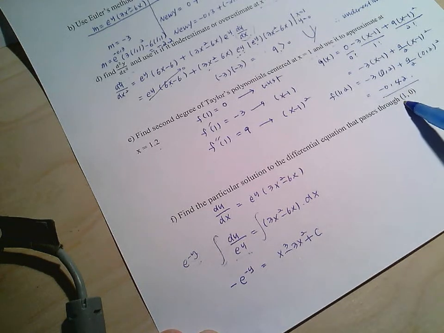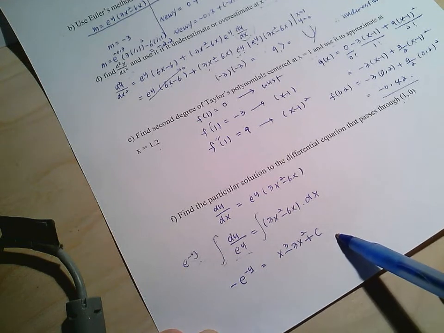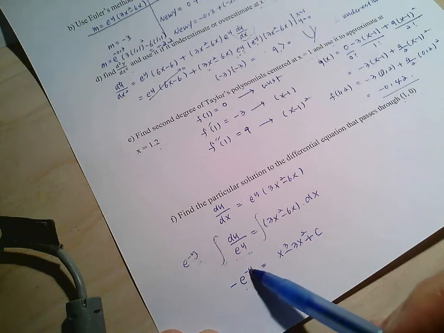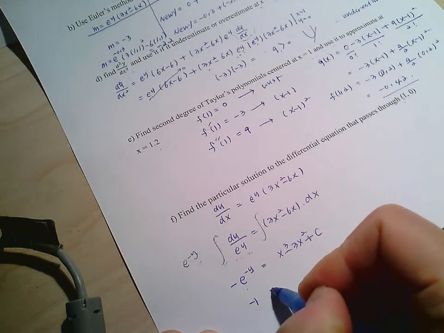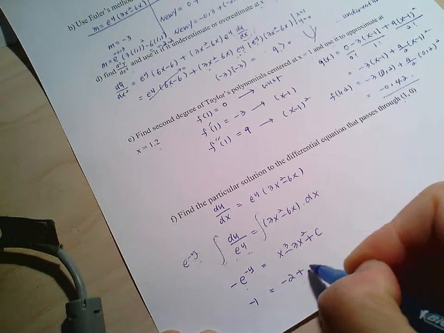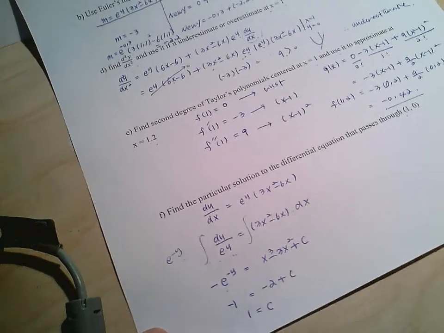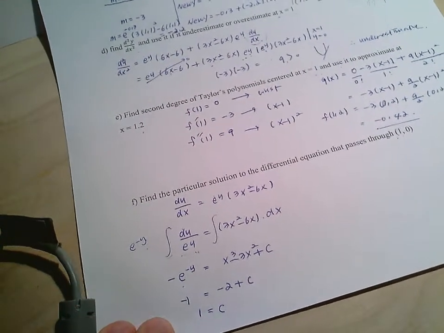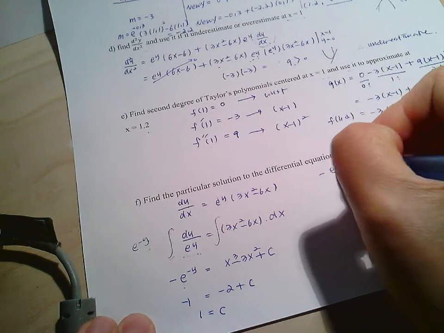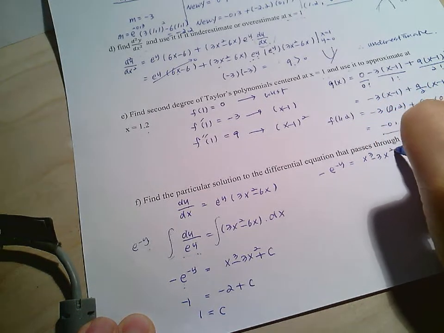Now it says that it is passing through (1, 0), so we can plug in 1 for x and 0 for y. So plug in 0, e to the 0 is 1, so which is negative 1. Plug in 1: 1 minus 3 is negative 2, plus c, equals negative 1, so we know c is 1. After you find c, we need to put c back in, right? So we have negative e to the negative y equals x to the third minus 3x squared plus 1.